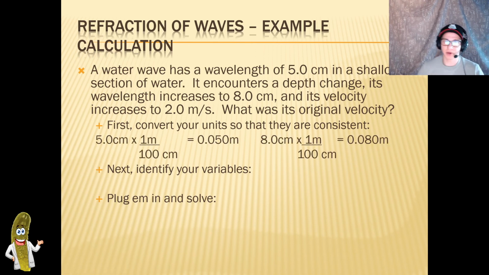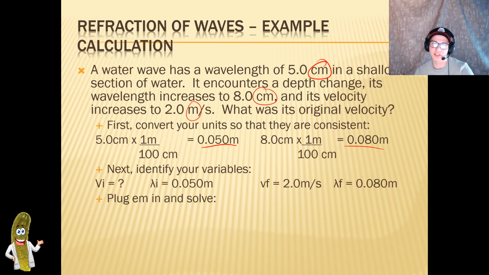The first step, as you probably have noticed already, is that those are both in centimeters, and our velocity is in meters per second. So instead of changing meters per second, we're going to change both the 8 and the 5 into meters, and we end up with these two values here. Again, just dividing by 100. There's 100 centimeters in 1 meter stick.